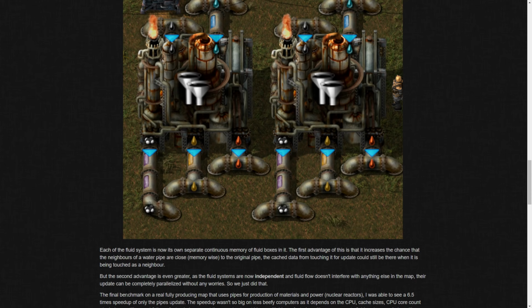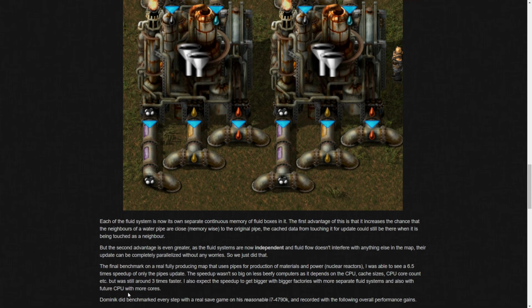Sounds so nonchalant when he says it that way. So we just implemented it, no problem. Yeah, you know that thing you guys have been clamoring for months, years? You want us to parallelize the game and have it run on multiple cores? Yeah, at least this part of it, they did it.